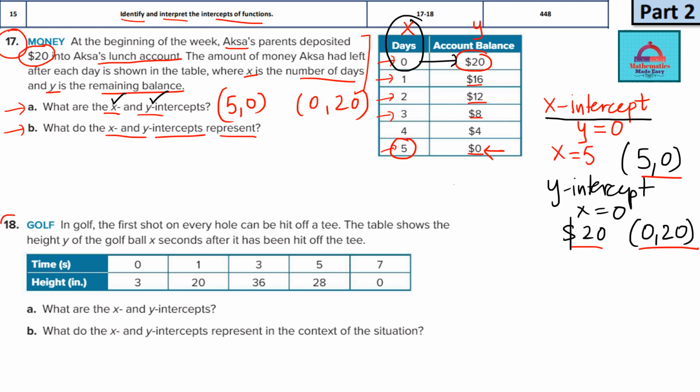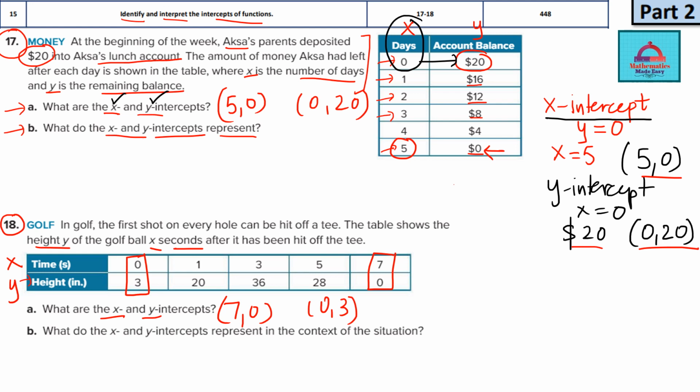Let's now go to question 18. Again, we have to find the x and y intercept. Now it is easy for you. We go to the table. X is representing the time. Y is representing the height. So this is the x and y table. For the x-intercept, we need y equal to 0. So where is y equal to 0 in the table? We go to y and see where it is 0. Therefore, the x-intercept is going to be (7, 0). For the y-intercept, x is going to be 0. So this is the point (0, 3).